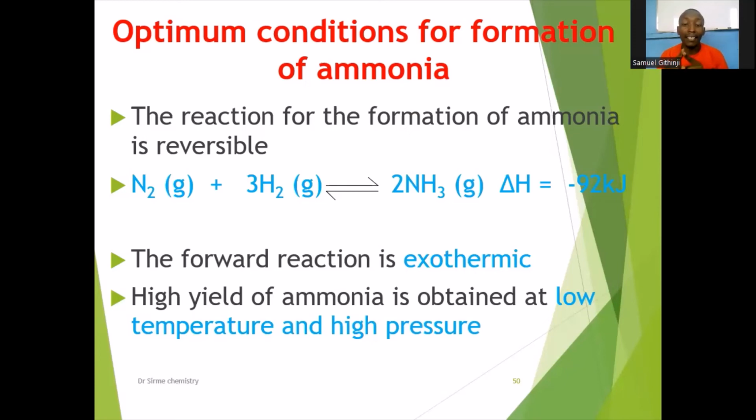And again, if we borrow from Le Chatelier's principle, high pressure. What does high pressure mean? It means the reaction will go to the side with fewer molecules. Yes, at high pressure, more ammonia will be produced. However, what are the challenges of having low temperature and high pressure? What exactly are the challenges?